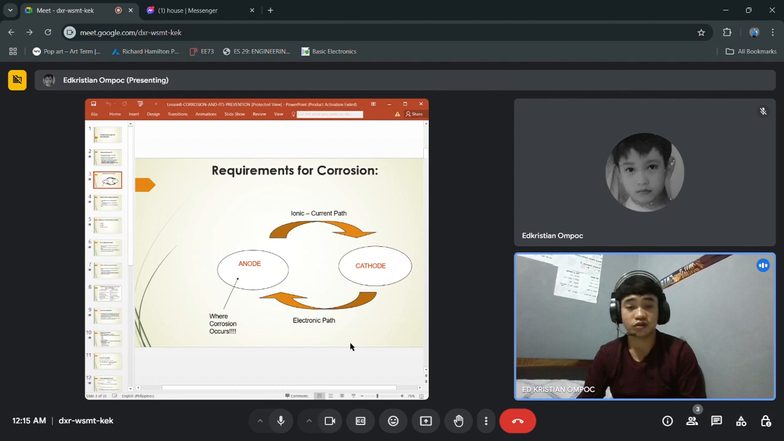Since oxidation is loss of electrons, diya pa gakahitabo ang gaka-occur ang corrosion.